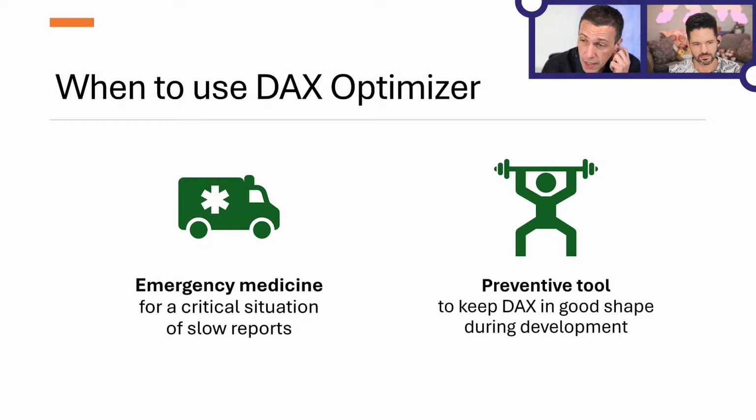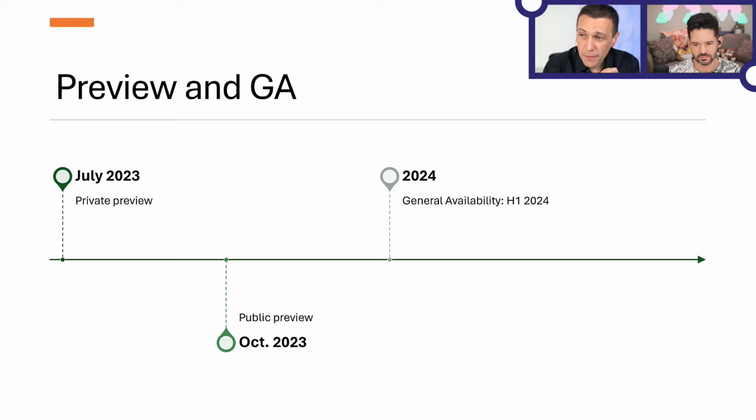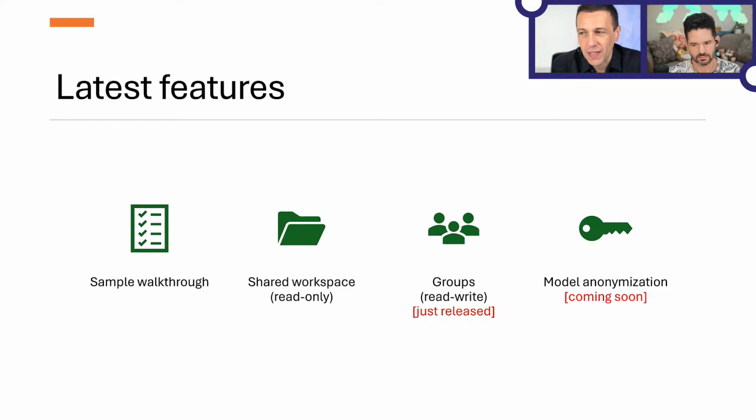Okay. Before we go to the questions, just two things. Today, we are still in public preview. We started a private preview in July and went into public preview in October, which means that you can use it. There is a discount for using it, because we know that it is still not in GA. Hopefully soon, but for sure in the first half of 2024, I hope sooner, we will have general availability. What is missing for general availability?